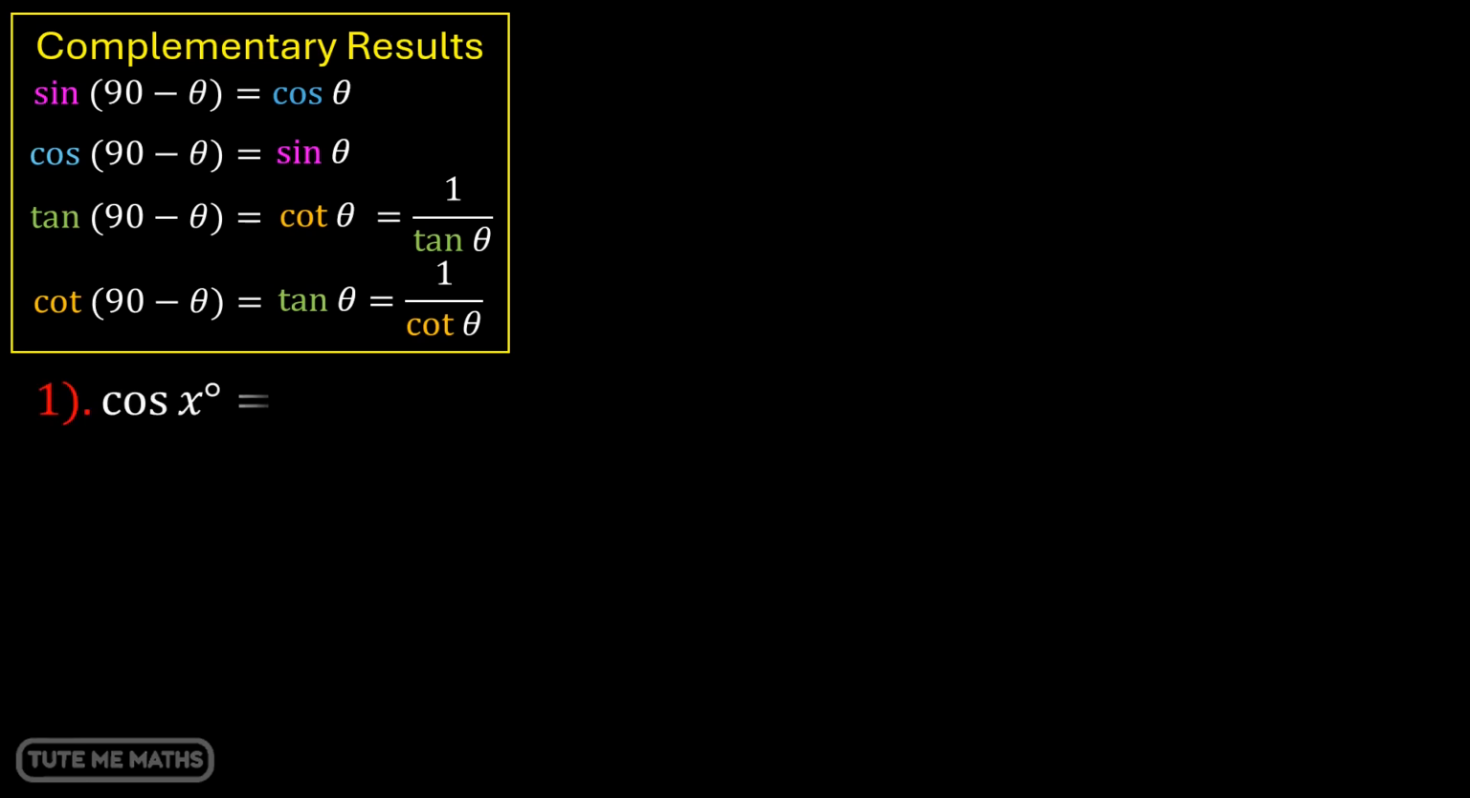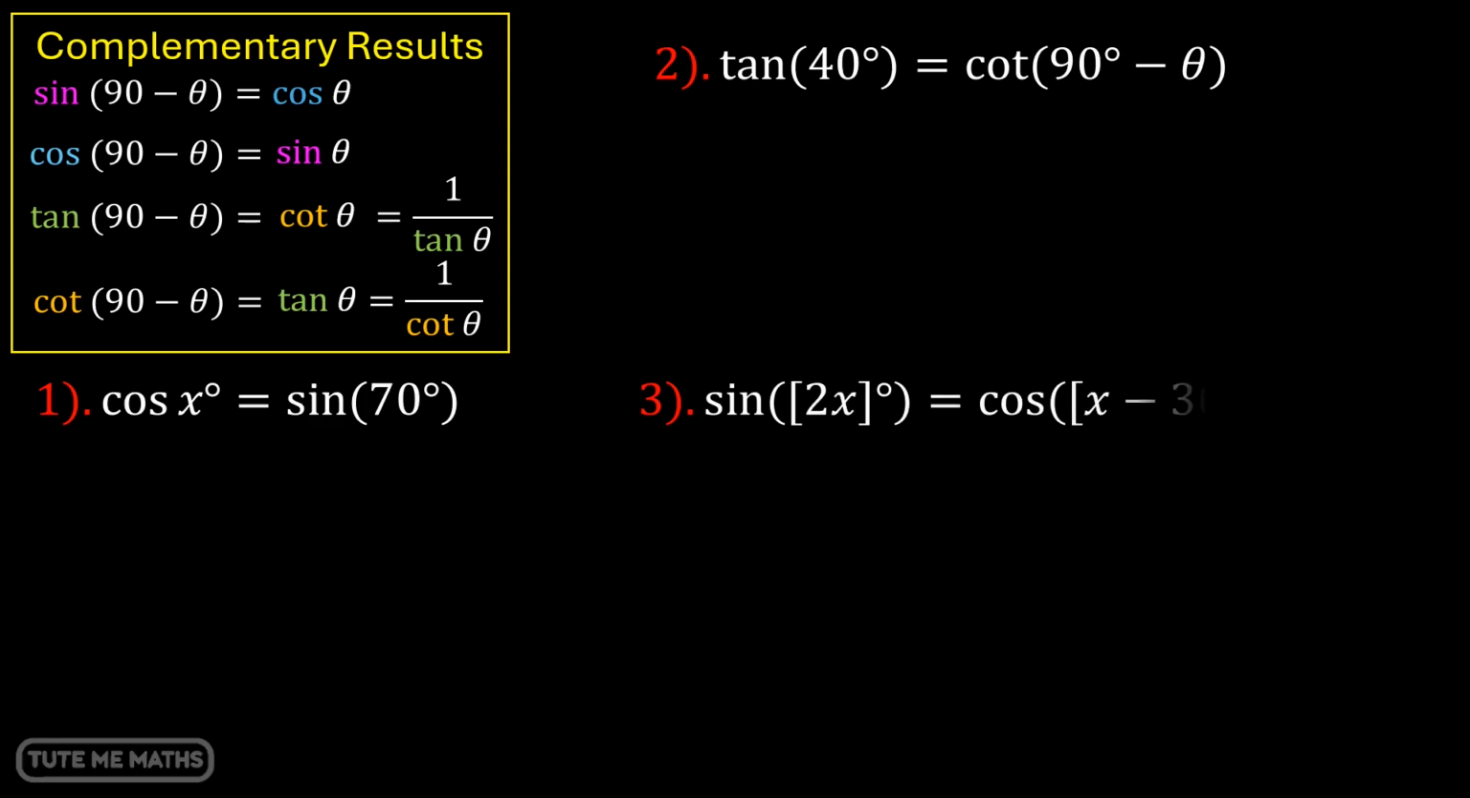Let's try some typical exam-style questions that might be asked to test your understanding of these concepts. Pause the video if you'd like to try them on your own first. Example 1 is the straightforward case. Cos x equals sine 70. We know the angles must be complementary since cosine equals the sine of its complement, and vice versa. Obviously, x must be 20 degrees.